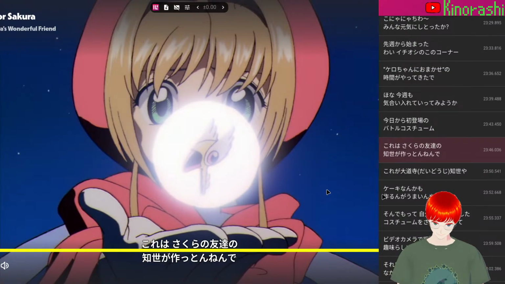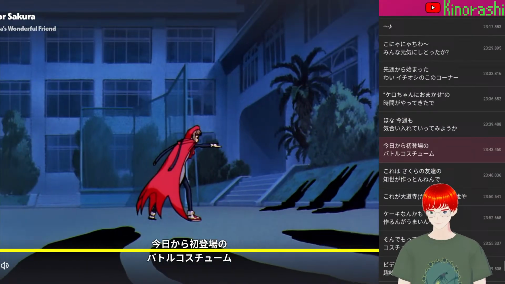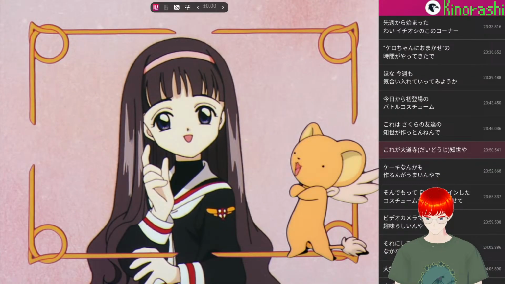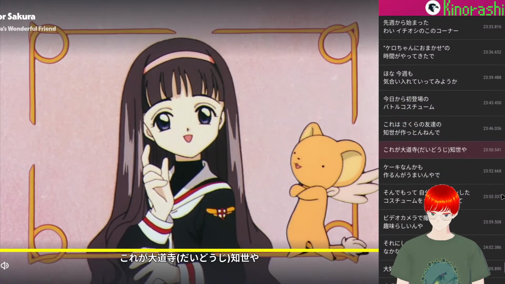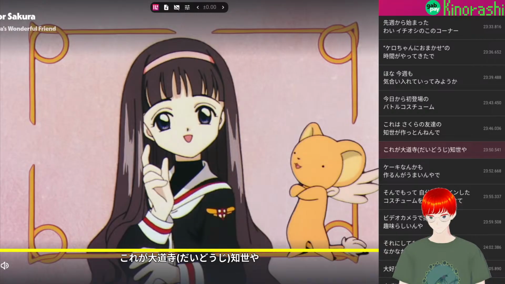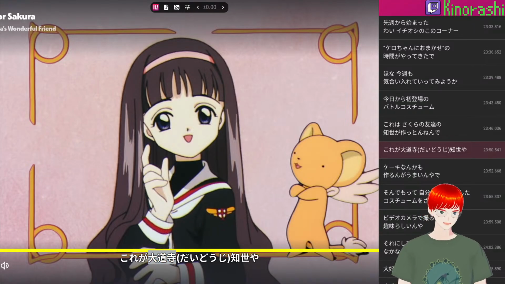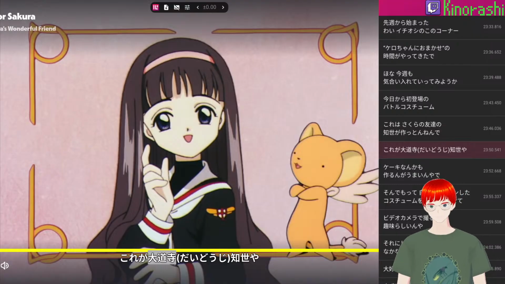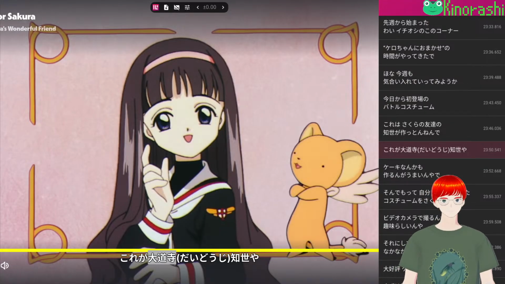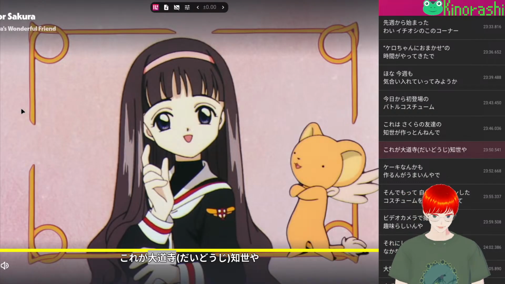Kore wa Sakura no tomodachi no Tomoyo ga skuton nende. 今日から初登場のバトルコスチューム、これはさくらの友達の友よが作っとんねんで。これが大道寺友よや。Oh, Daidoji. So this is all one word, Daidoji. Oh, that's her last name, isn't it?